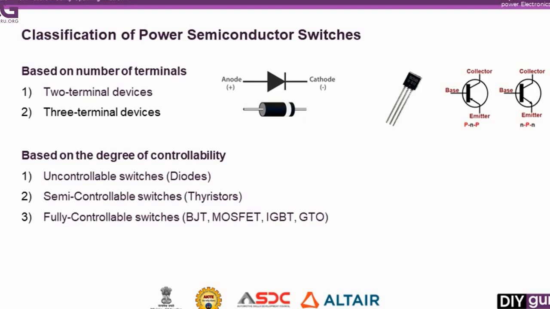The semi-controllable switches can be turned on but cannot be turned off directly from the gate. In this category, the thyristor, specifically the silicon controlled rectifier or SCR, and the triac are prime members of this group. And the last group of members consist of fully controllable switches such as BJT, MOSFET, GTO and IGBT.